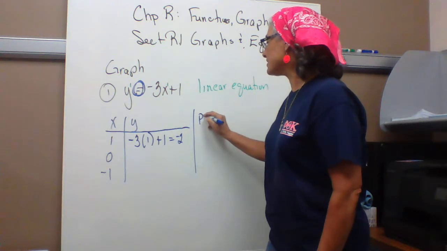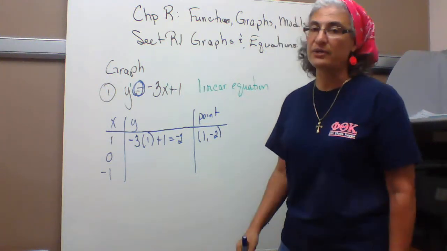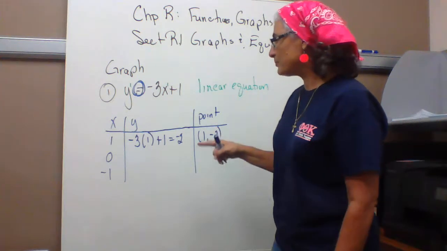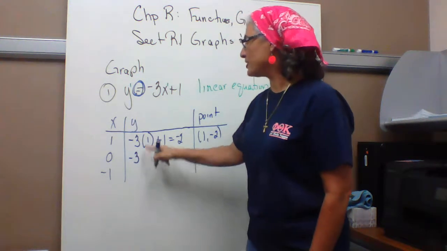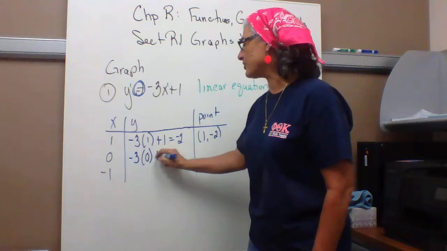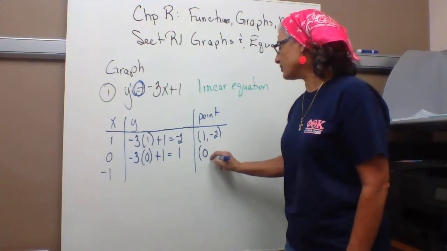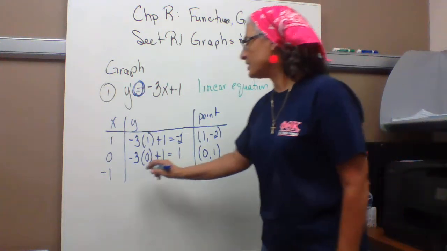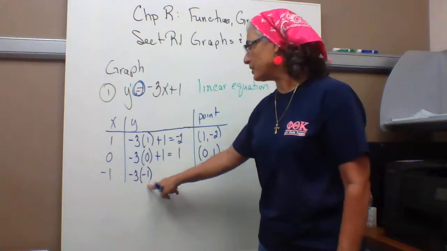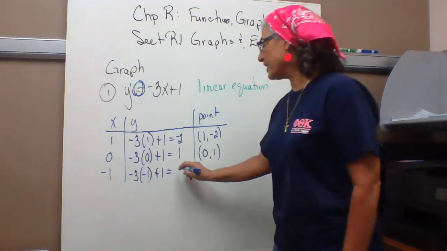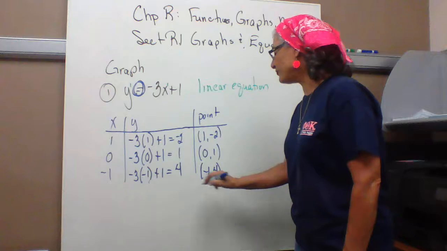So the actual point that we are going to graph is the x coordinate, and then the y coordinate. So 1, negative 2. The next x value is 0. I'm going to do the exact same thing. Into the y, which is found by doing negative 3 times x, which in this case is 0, plus 1, we are just going to get 1. So the point is 0, 1. Remember, x, y. And last but not least, I am going to take negative 3 multiplied by the x, in this case negative 1, add 1 to it, and when I do that, I am going to get 4. So the point in this case is negative 1, 4.